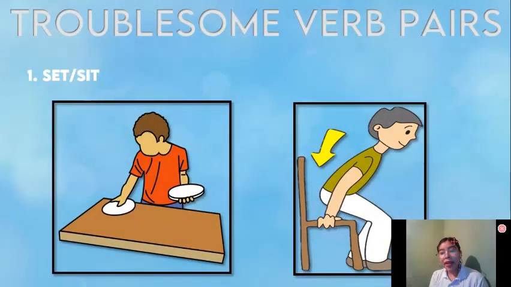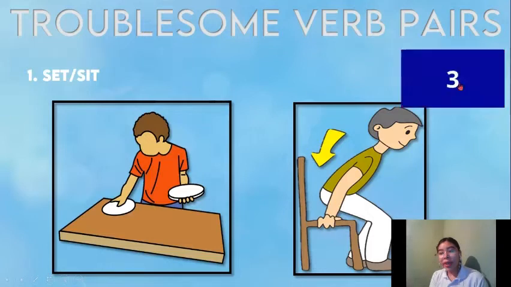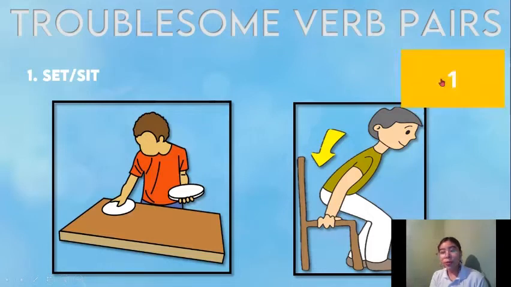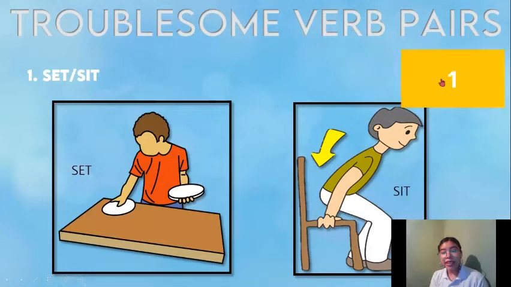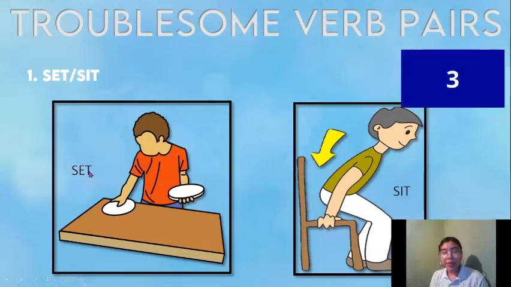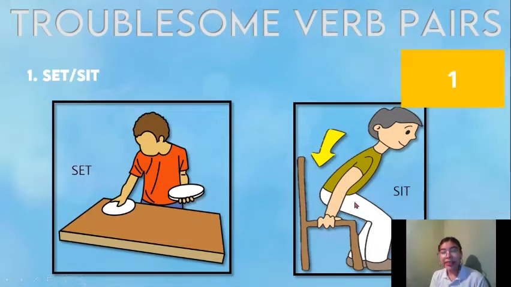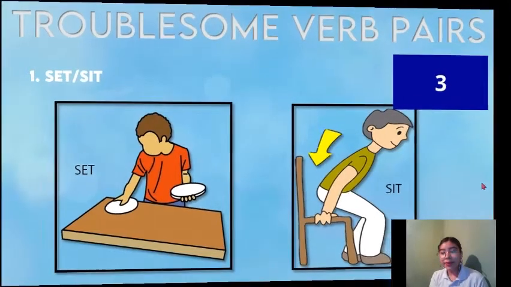Then here we have some pictures for set and sit. Let's find out which one is set and which one is sit, but by now you should know how. You're going to have 3 seconds to guess which one is which. So let me show you. 3, 2, 1, and this one is set and this one is sit. As you may notice, set the table, and sit, as in sitting down.